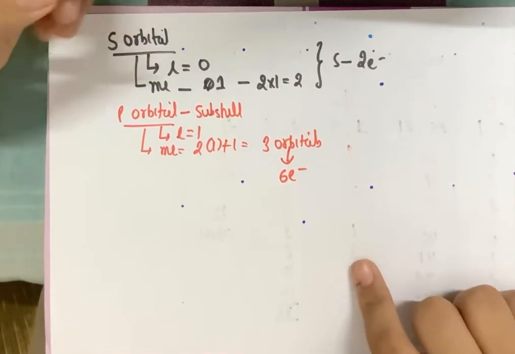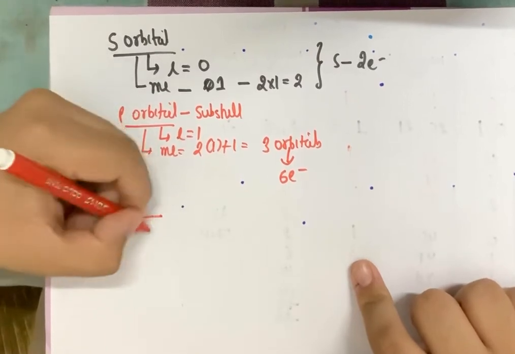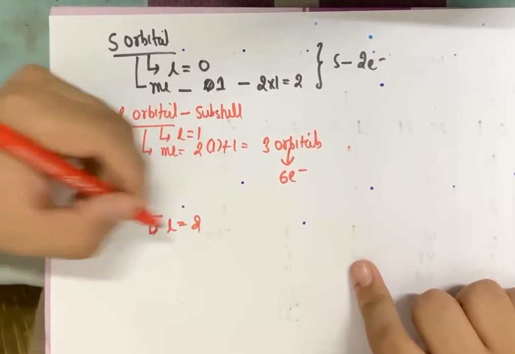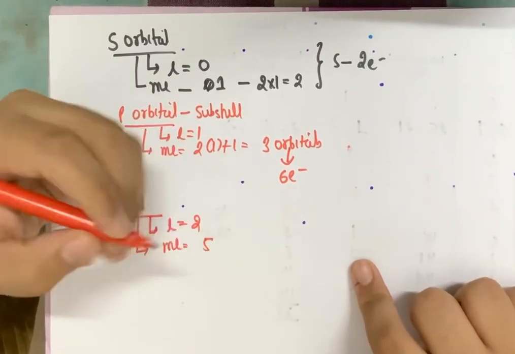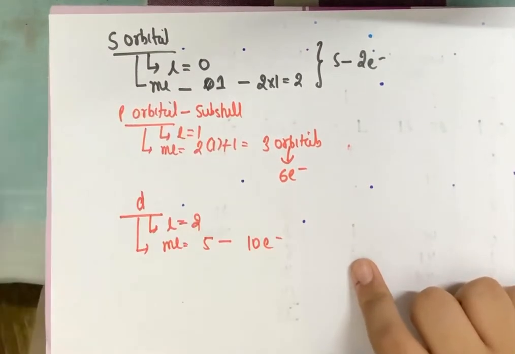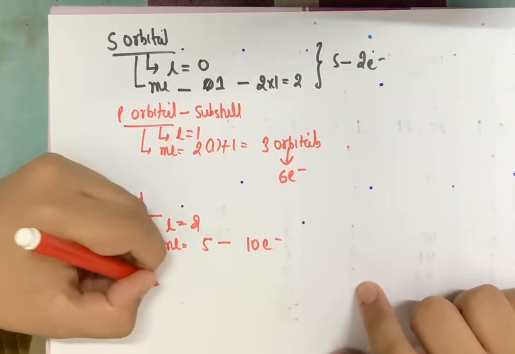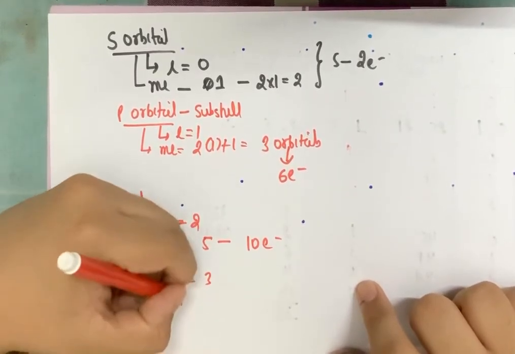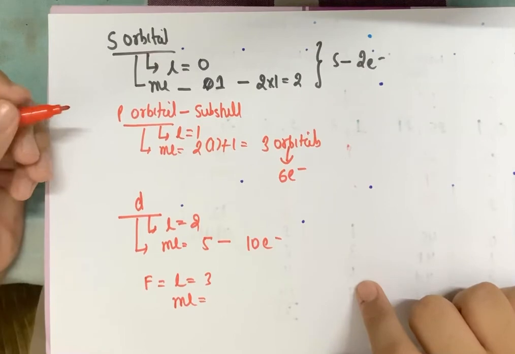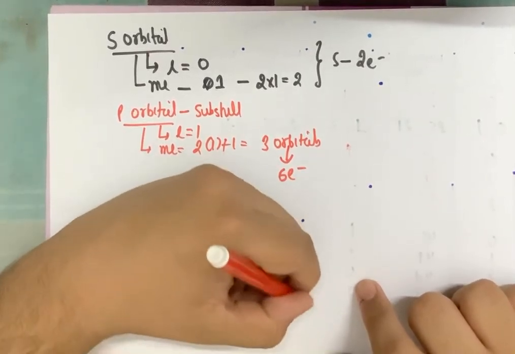Okay. Now your d, अब d की बात करेंगे. So d का L value is 2. So hence your ml value is 2 into 2 plus 1, which is 5. That means 10 electrons can be accommodated in the d subshell. Okay. Or similarly for f, you have L is equal to 3, and hence you have the value of ml is equal to how much? 2 into 3 plus 1, 7, and you have electrons equal to 14.